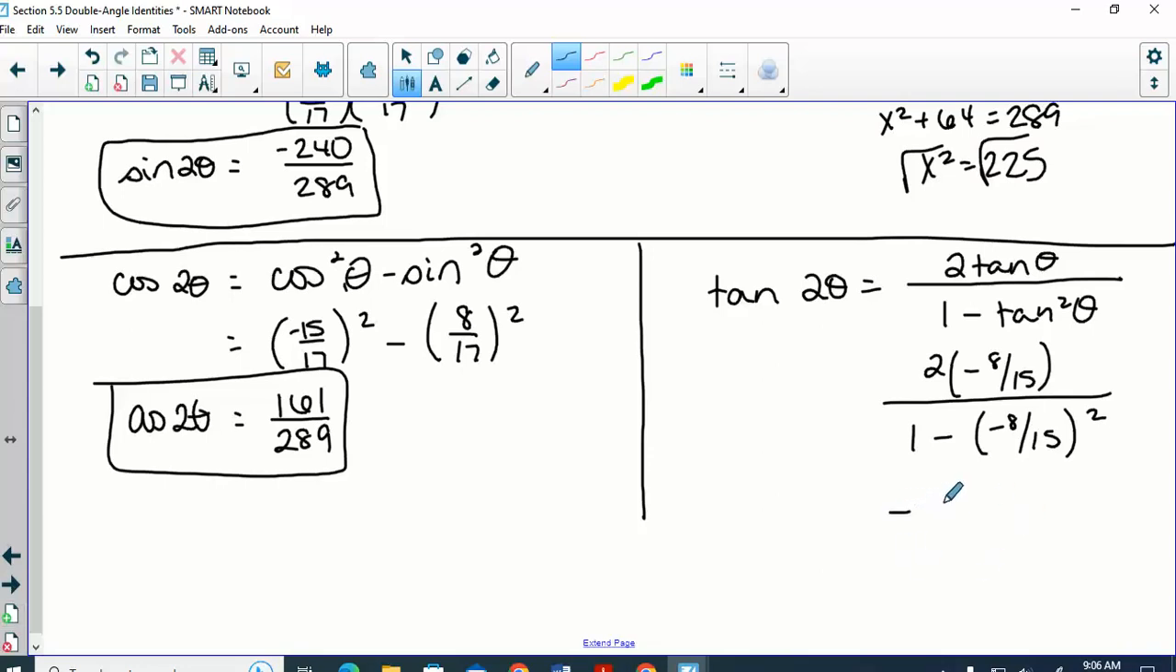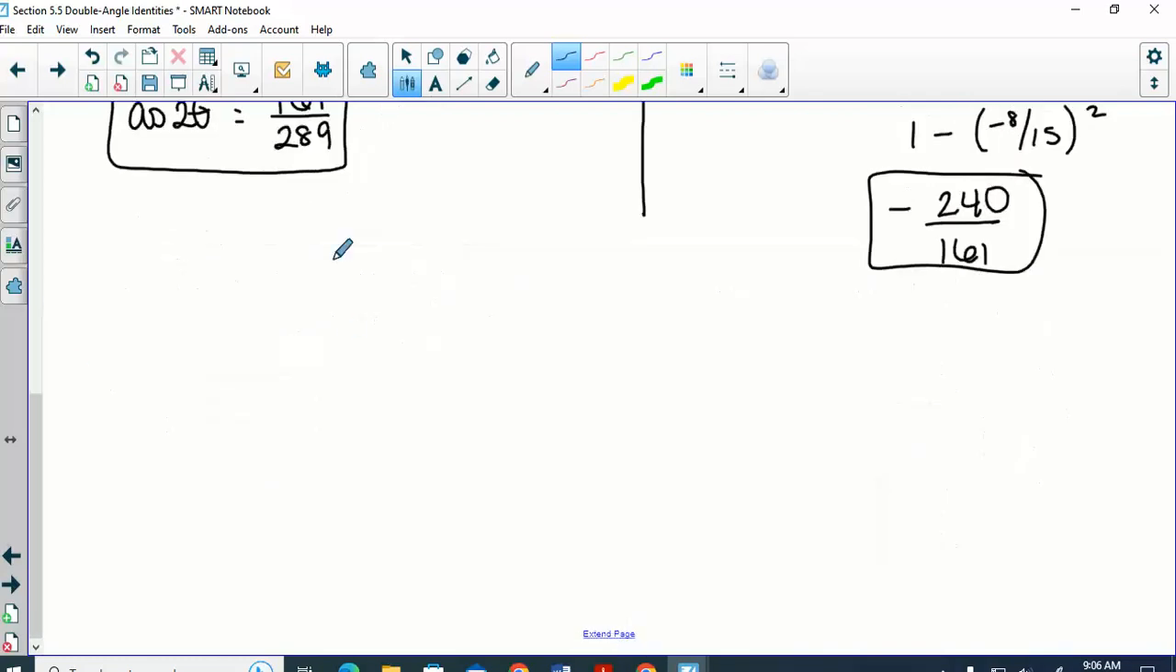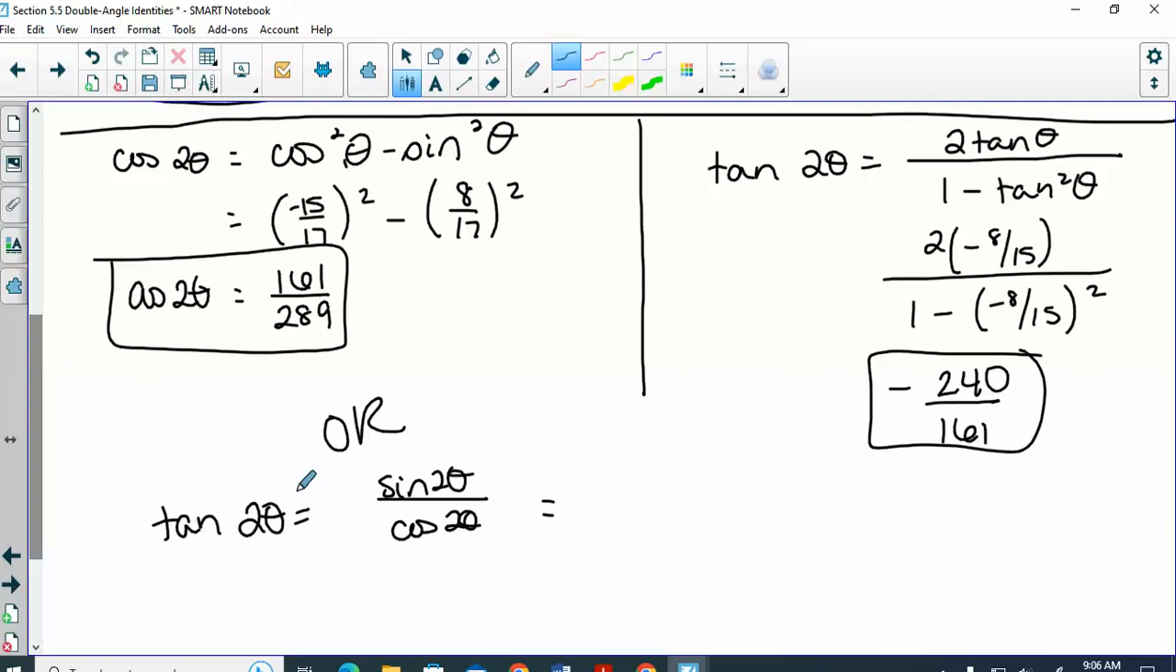And it gives me negative 240 over 161. Can you think of any other way we could have found tangent 2 theta? We know tangent is sine over cosine. So tangent 2 theta would be the same as sine 2 theta over cosine 2 theta, right? If you've already found sine and cosine, you're welcome to use those.